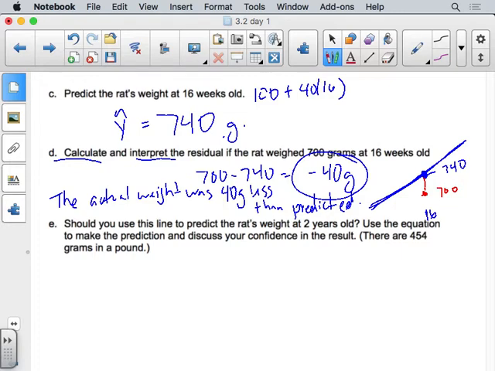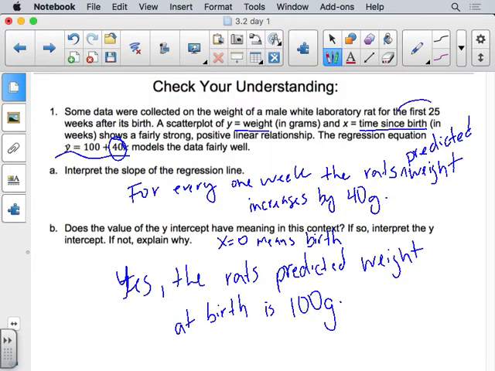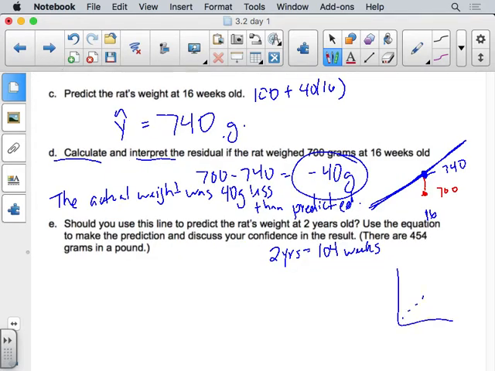Alright, should you use the line to predict the rat's weight at 2 years old? Use the equation to make the prediction and discuss your confidence. At 2 years old in weeks, 52 times 2 is 104 weeks. And up top, they said the lab data was for the first 25 weeks. So we're getting pretty far away. Here's my scatter plot at 25, and I'm trying to quadruple the amount and predict way out here. So, should you use it? I probably wouldn't. It would be unwise to use it.